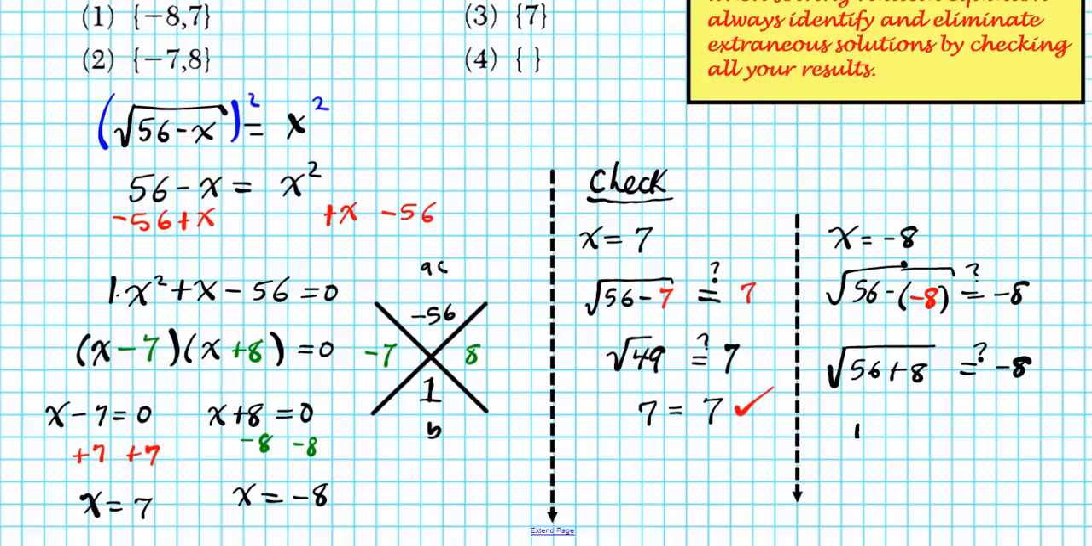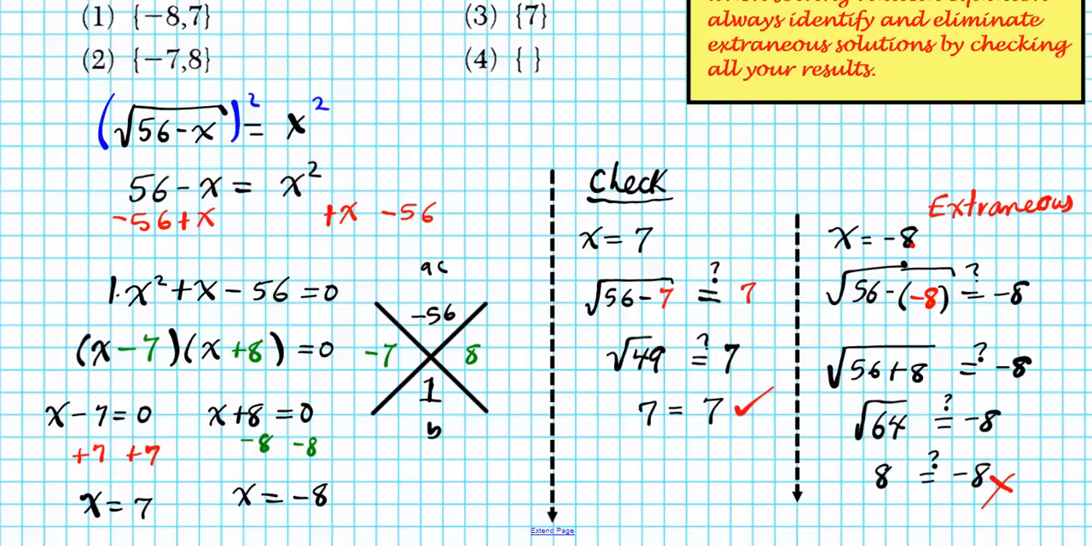56 plus 8 is 64. Is the square root of 64 equal to negative 8? What is the square root of 64? 8, right? Is 8 equal to negative 8? The answer is no. X equals negative 8 is extraneous. It is not a solution to the problem that we're trying to solve. All right? So we're going to eliminate that.